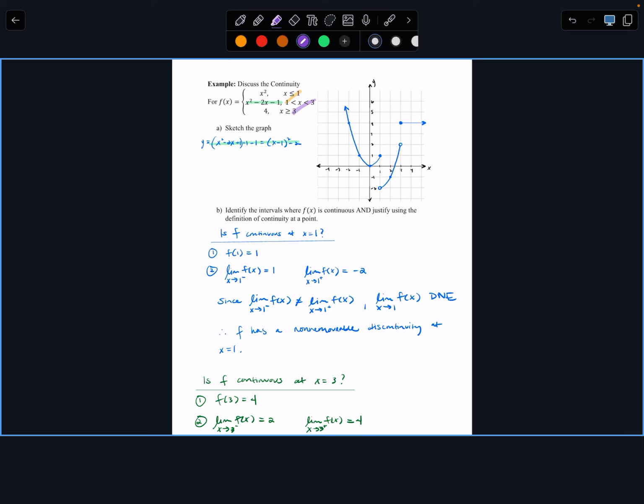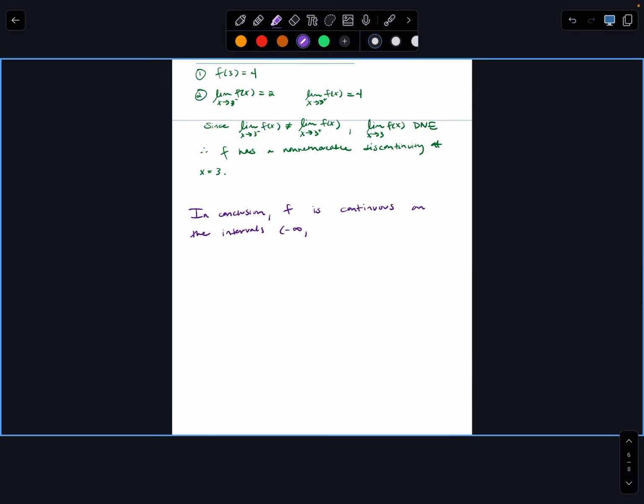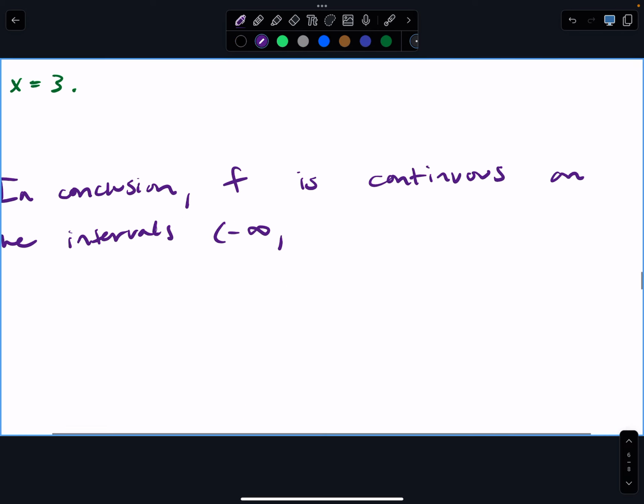Well, 1 is the right endpoint, right? So if we're thinking about 1 approaching from the left, we'd get 1. The function value at 1 is 1. So, hey, those values match, meaning we can include 1 here.